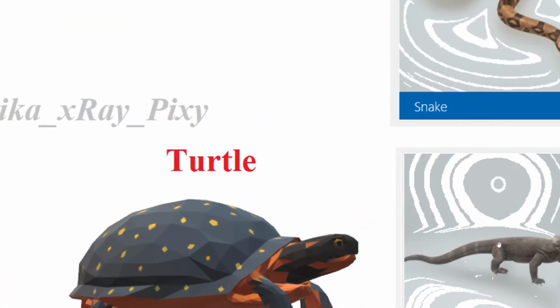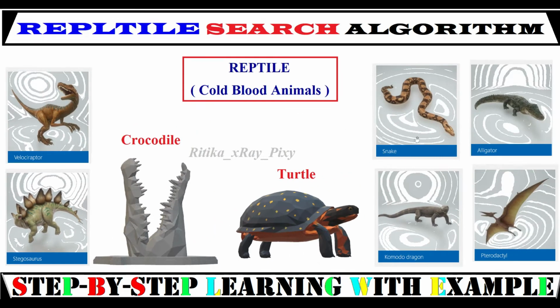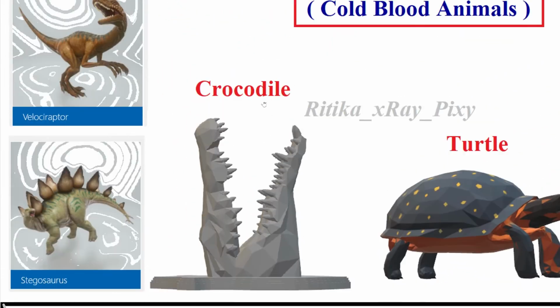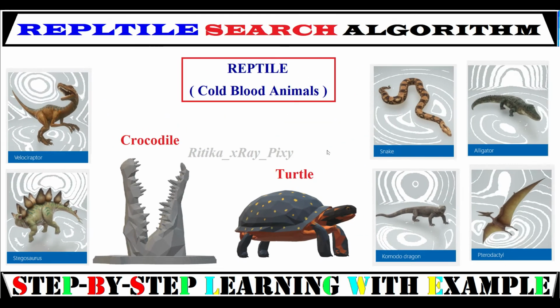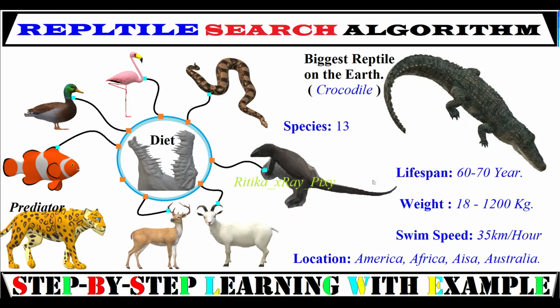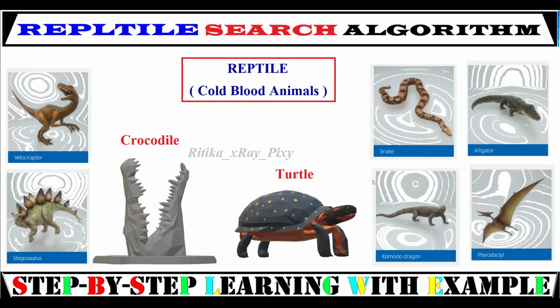As you can see here, we have different types of reptiles. Reptiles are cold-blooded animals, and this algorithm is inspired by the behavior of crocodiles and their hunting methods. In the Reptile Search Algorithm, different hunting methods used by crocodiles are used to find the optimal solution for different optimization problems. As this algorithm is inspired by crocodile behavior, first we will try to understand a few facts about crocodiles so that we can easily understand how this algorithm is working.